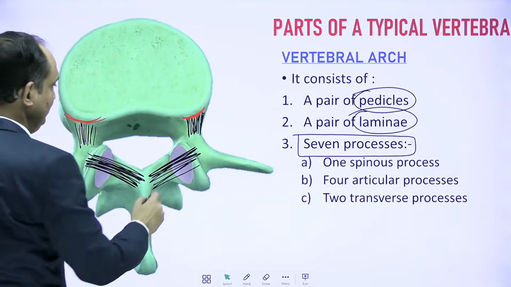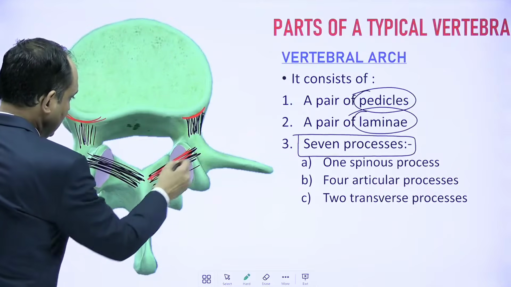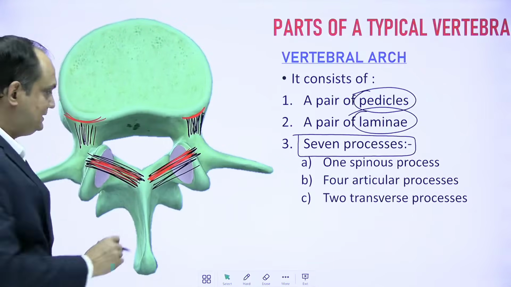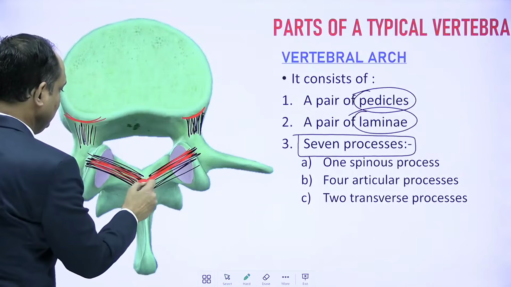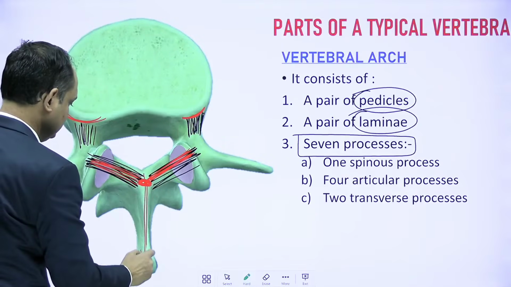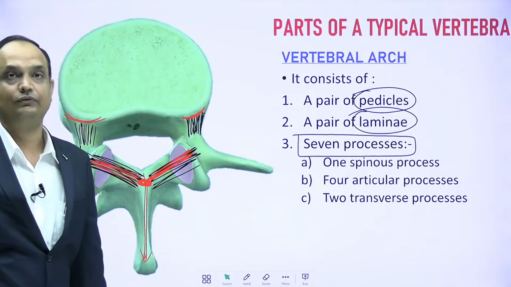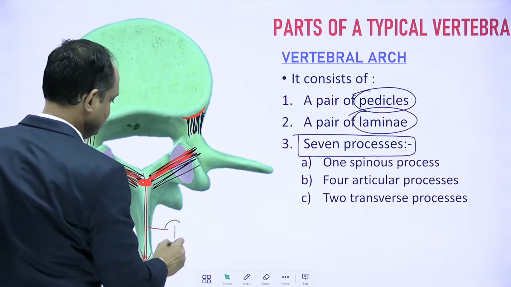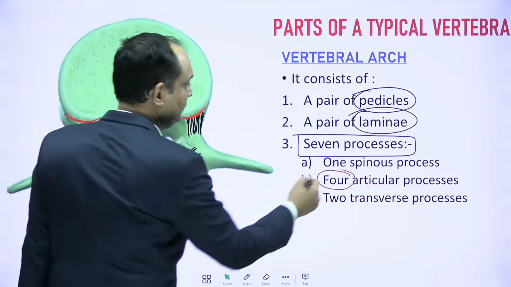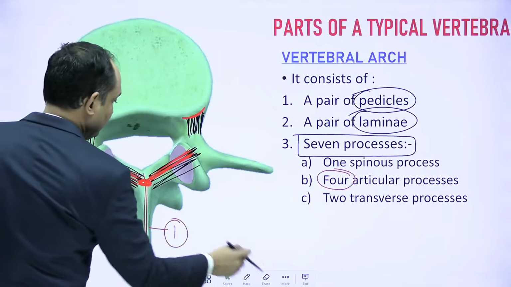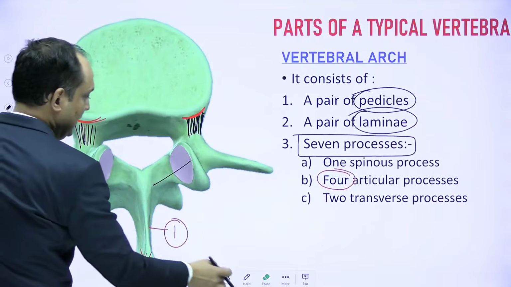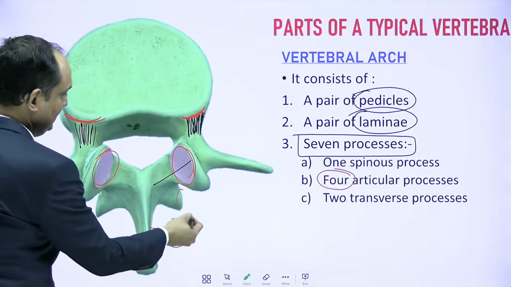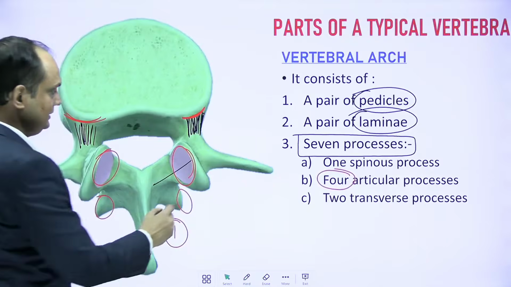And what is the lamina? The lamina is the posterior arch, or you can say the posterior most part of the neural arch, and this lamina will meet in the midline on both sides, and it will give rise to a process known as the spine of the vertebra. Clear? Now there are 7 processes. One is the spine, so this is the first. Second are the 4 articular processes. There are 2 superior and 2 inferior articular processes. This is the superior, and in the same way you will have the 2 inferior. So these are the 4.